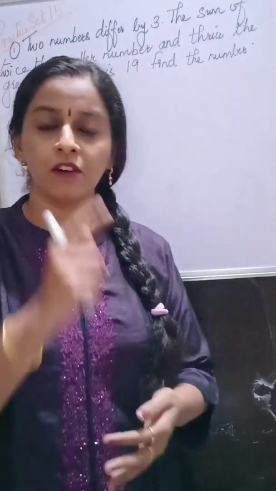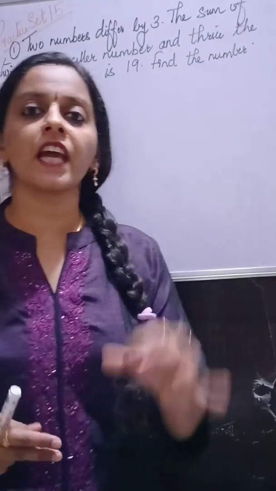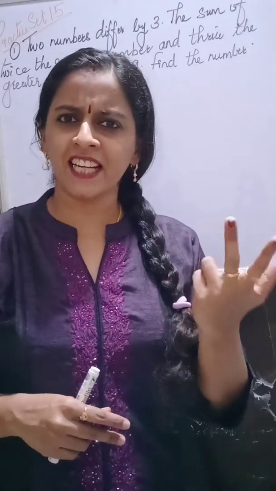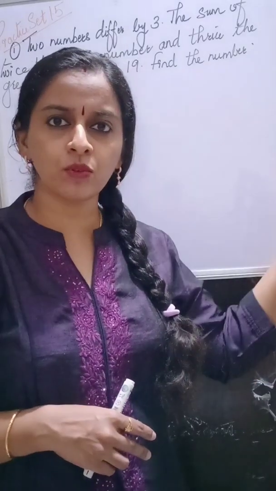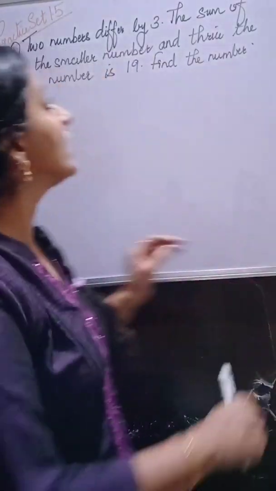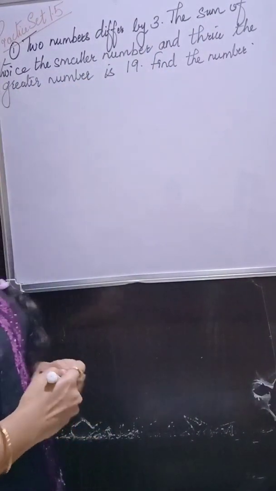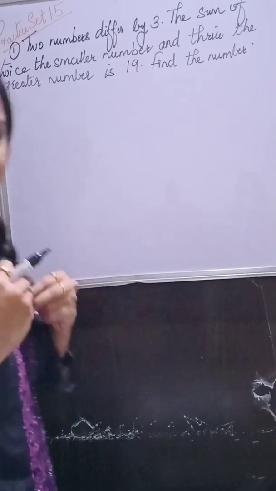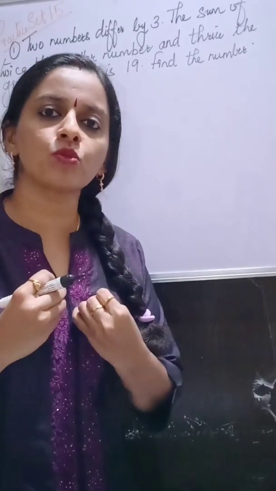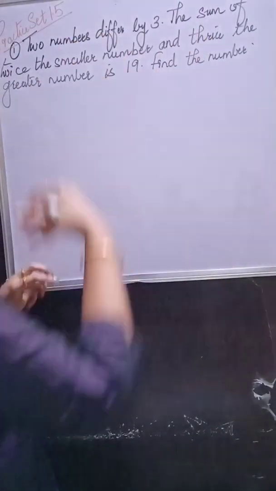Read the question. Now here you have to apply the chapter basics, that is we will be taking two variables. We will take it as x and y, and according to the question we will form the equation. Okay, so let's start. Question is: two numbers differ by 3. So we have two numbers. Directly let us consider those two numbers as x and y. Okay, we will not write now. Let us read the question further.